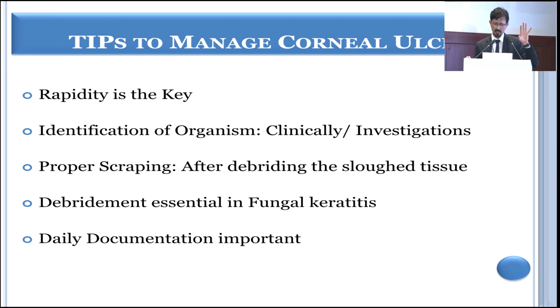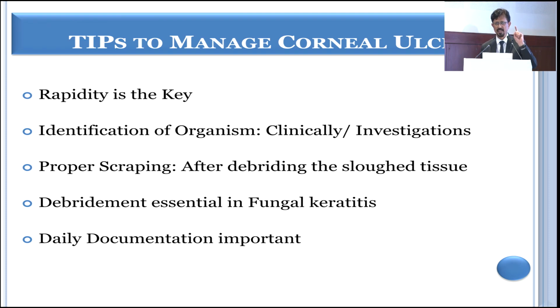So the tips to manage corneal ulcer: rapidity is the most important thing. It's an urgency. It's an ophthalmic, ocular emergency. We have to be very fast. Identification of the organism is the key, because that is what we have to treat. We have to kill the organism, kill the bug. We can get clues from clinical diagnostic clues or by investigations.